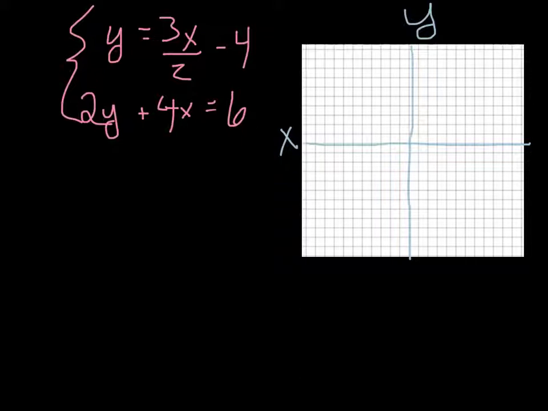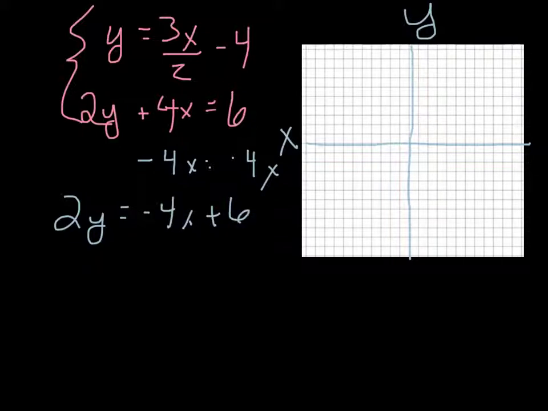So let's try that process again. This time I'm starting with two equations, and my first equation, y equals 3x over 2 minus 4, looks like y is already by itself, so that's graph ready. Whereas my second equation, 2y plus 4x equals 6, y is not by itself, so I've got to isolate the y. So I'm going to subtract 4x from both sides. I'll get negative 4x plus 6. Now I'm going to divide by 2, and I'll get y equals negative 2x plus 3.